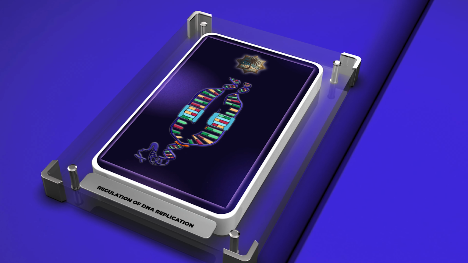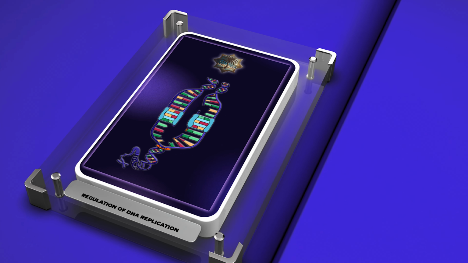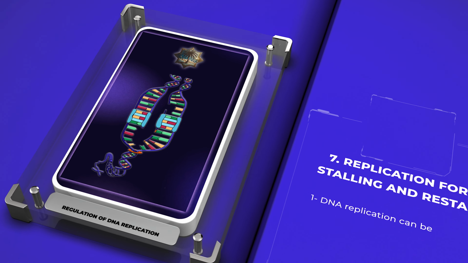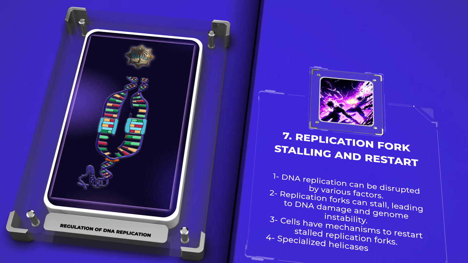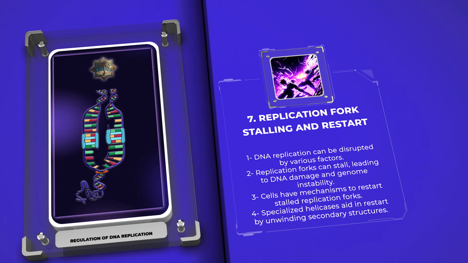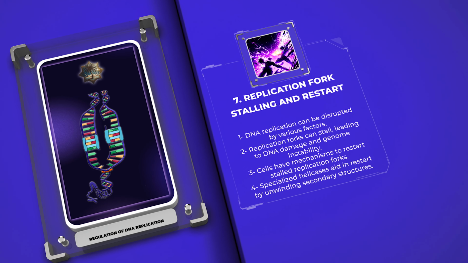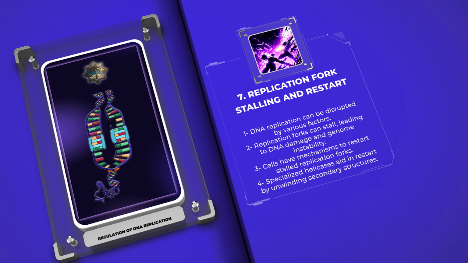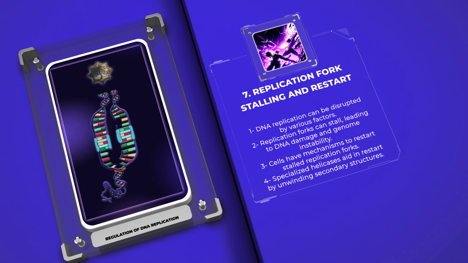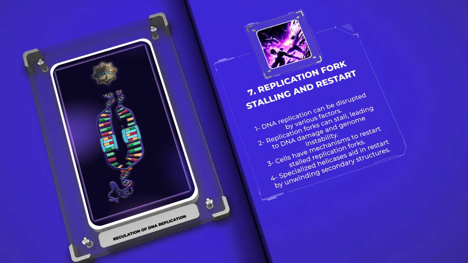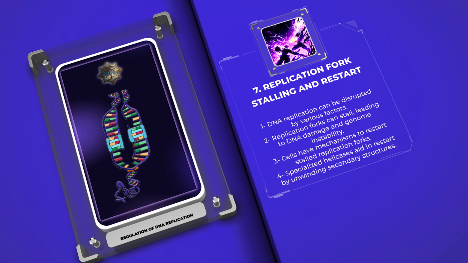DNA replication is a highly coordinated process that can be disrupted by a variety of factors, such as DNA lesions, DNA binding proteins, and DNA secondary structures. When replication forks encounter obstacles, they can stall, leading to DNA damage and genome instability. Cells have evolved mechanisms to cope with replication fork stalling and ensure their restart to maintain genomic integrity.